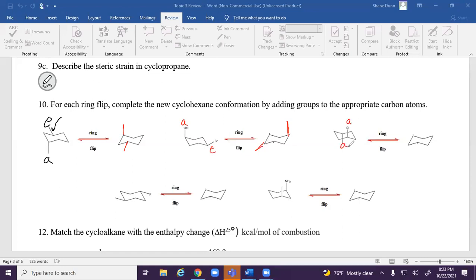No. These lines don't have to be there. He just did it for the first one. He literally just copied and pasted the symbol over and over again. That goes on. Now they're both equatorial. So boom. Boom. Equatorial, equatorial, axial, axial going up, axial going down. Is that making some sense or no?